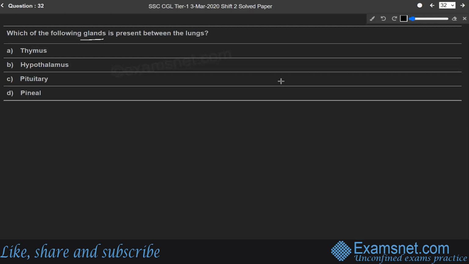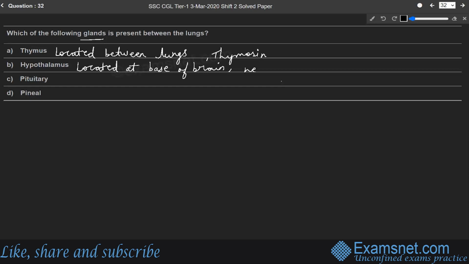First option is thymus. Thymus is a gland that is located between the lungs. Thymus gland is used to produce a hormone, and the hormone that is produced in the thymus is thymosin. Thymosin is the hormone of thymus. Next option is hypothalamus. Hypothalamus gland is located at the base of the brain and near the pituitary gland.